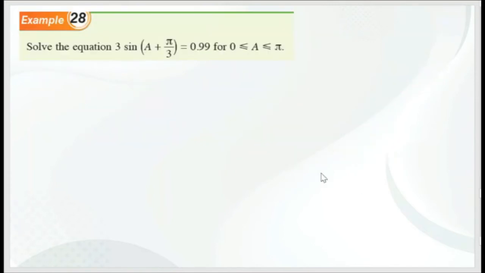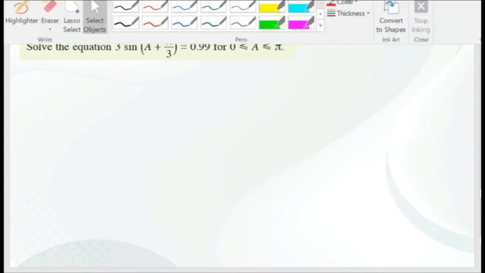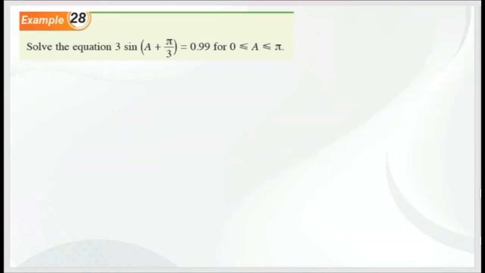Okay, we continue. Example 28. Solve the equation 3 sin (a plus pi over 3) equal to 0.99. You see this, it gives you the value. So it means that it's involving the same patterns like just now, but it's a bit more complicated. Then it gives you the range for the angles.